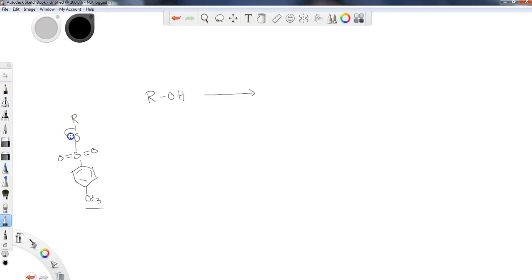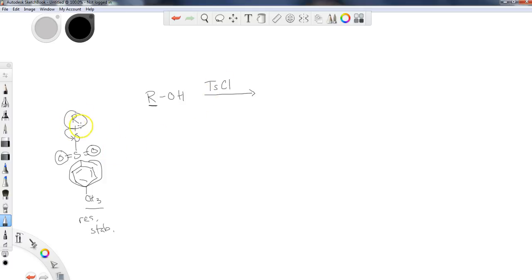If this group were to leave, the minus charge left on this oxygen would be resonance stabilized on the oxygens and around the ring. So lots of resonance stability is found in this entire structure. Well, in order to get a tosylate onto an R group in the first place, that R group should have an alcohol, and the alcohol is exposed to a tosyl chloride instead of it being tosylate right off the bat.